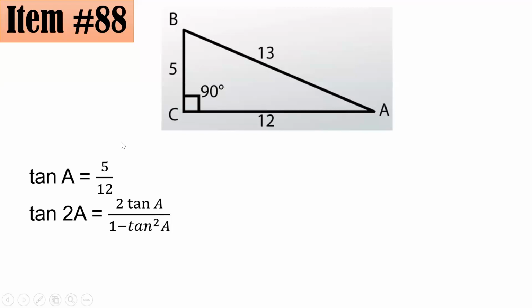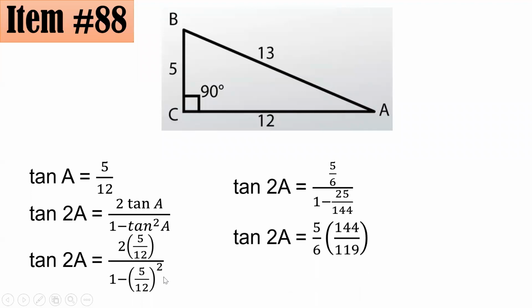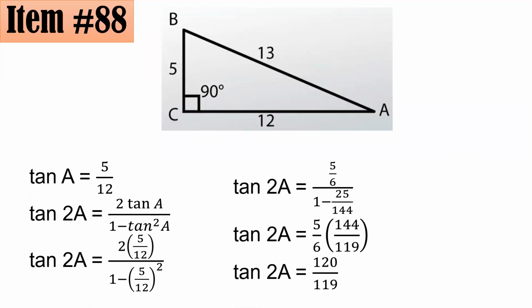That's why, knowing that tangent A is 5 over 12, by substitution po, ang tangent A ay papalitan natin ng 5/12. So we have tangent 2A equals 2 times 5/12 all over 1 minus, when we say tangent squared A, it means that you will square the value of tangent A. That's why 5/12 quantity squared. And your calculators can do the trick. Tangent 2A is actually 120 over 119, letter C.